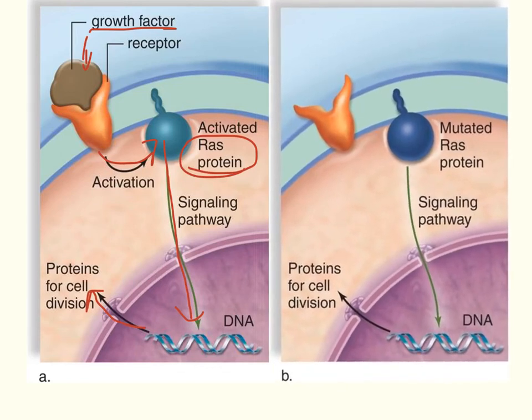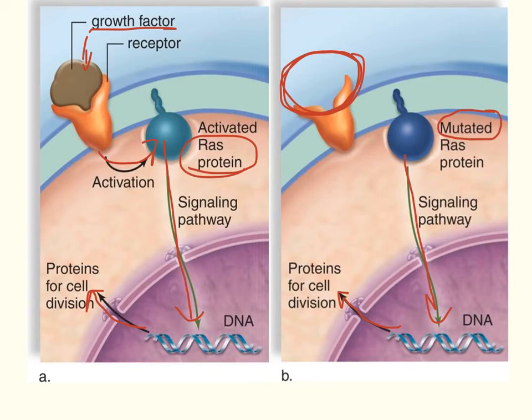So in this second figure, we have a mutated Ras protein because it was made by an oncogene. And it is sending a signal to the nucleus to go ahead and make the proteins for cell division, even though there is no growth factor present. So the gas pedal's stuck on, even though the cell's not being told to divide, it's going to divide anyway.